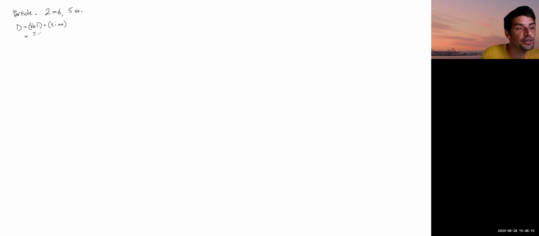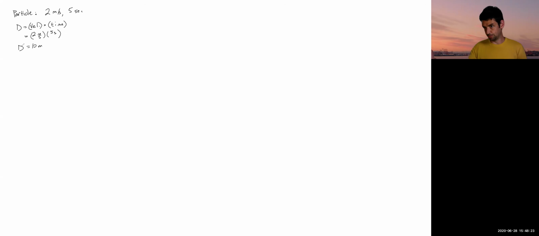And this should be a pretty standard thing to do. The distance it traveled should be its velocity times time. How long did it travel for? So in this case, it's 2 meters per second times 5 seconds gives us 10 meters. Simple enough. No big revelation here.